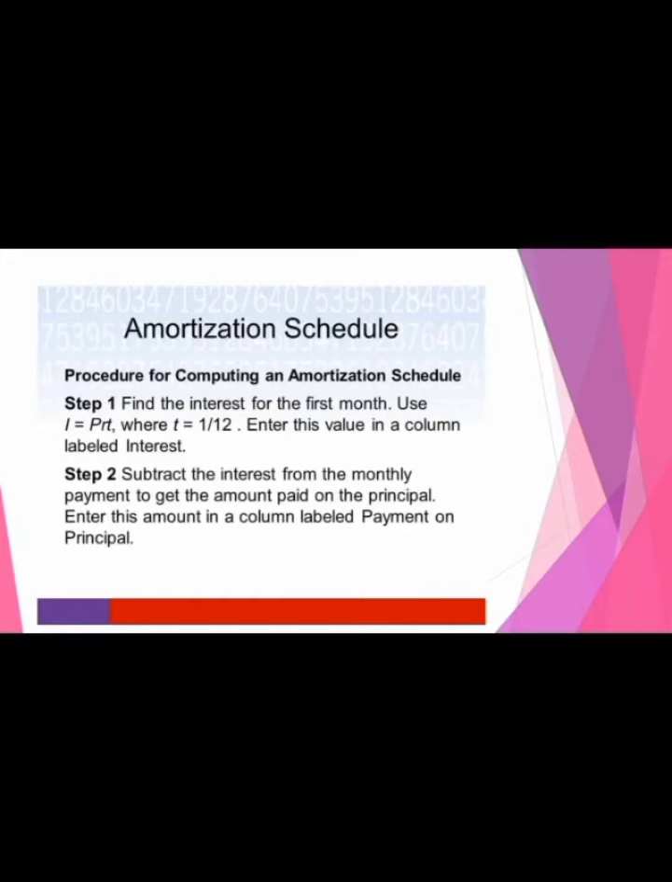Amortization schedule. Procedure for computing an amortization schedule. Step 1. Find the interest for the first month. Use interest equals PRT, where T equals 1/12. Enter this value in a column labeled interest. Step 2. Subtract the interest from the monthly payment to get the amount paid on the principal. Enter this amount in a column labeled payment on principal.